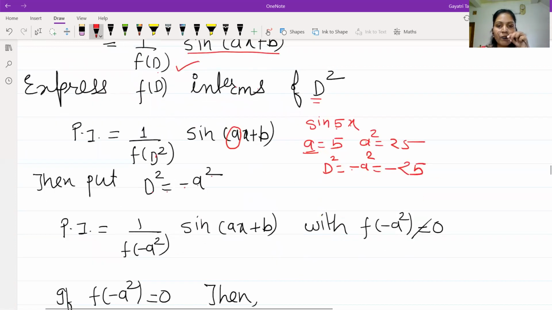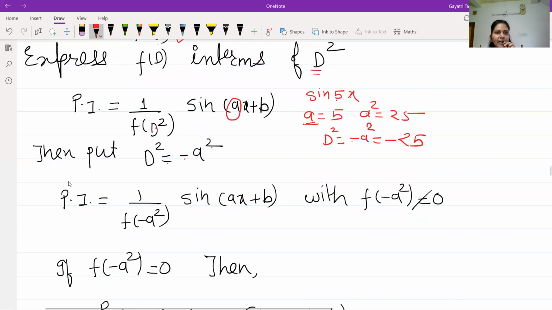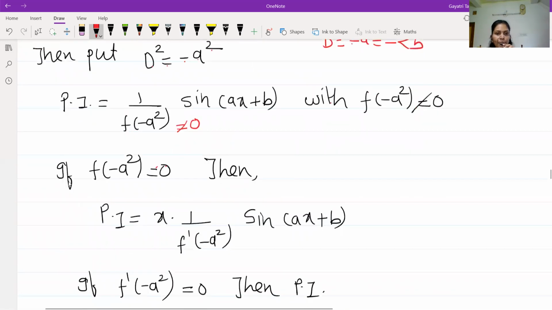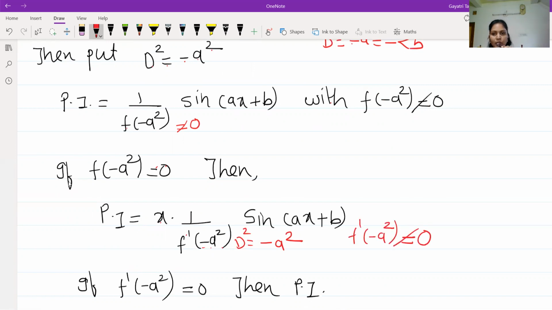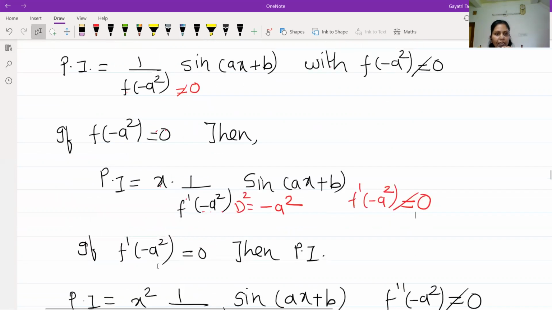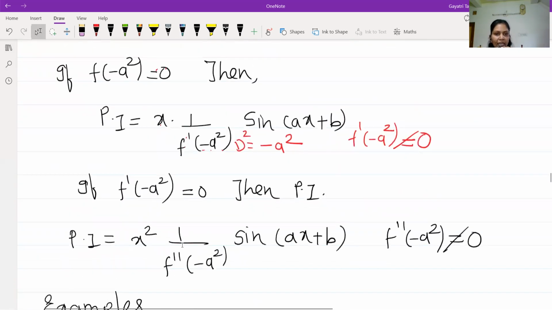Okay. Now again the same case: while doing this, what is the condition? The denominator should not be equal to 0. But if it comes to be 0, then what do we have to do? We have to multiply by x, take the derivative of the denominator, and then in that derivative put D square equals minus a square. Again the same condition: f dash of minus a square should not be equal to 0.